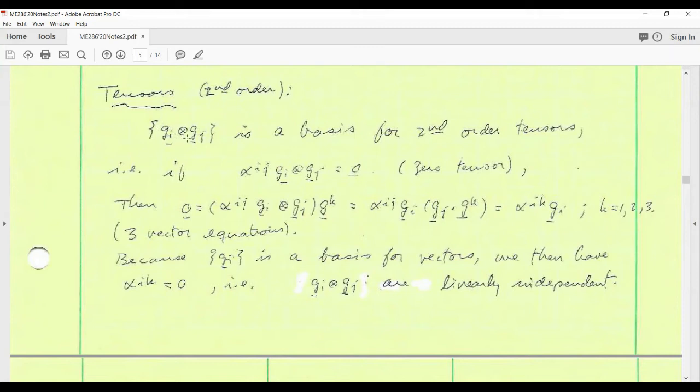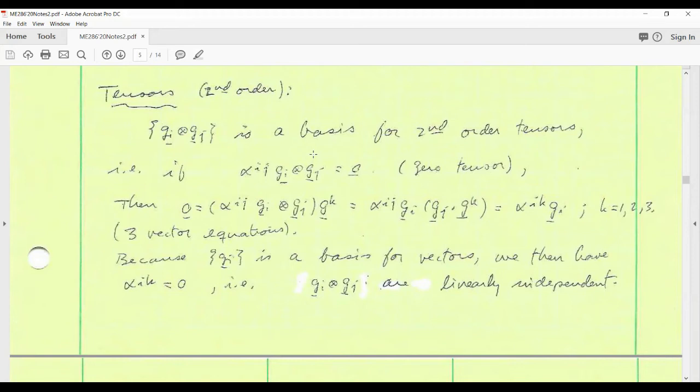Interestingly, we can show that this set of tensor products is a basis for the linear space of second order tensors. The way we show that is quite simple. Let's form a linear combination of these elements, a double sum on i and j. So there are 9 terms here. So this is a general linear combination of all the elements of this set.